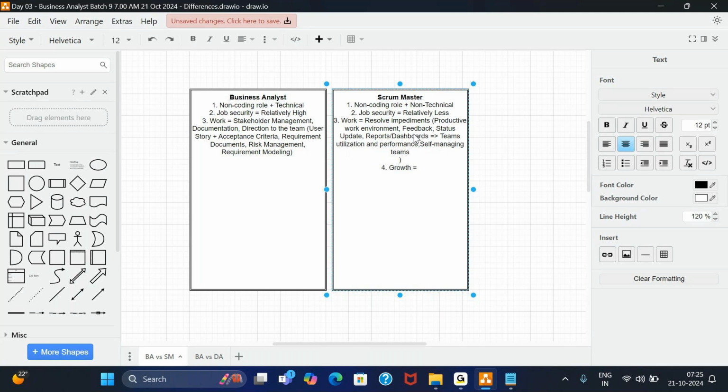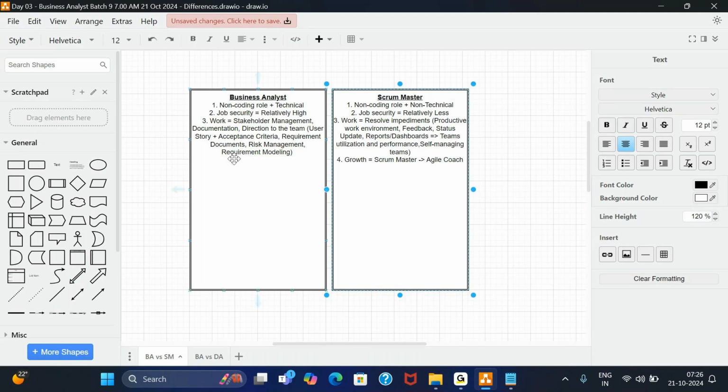The day I have built a self-managing team, I'm no longer needed as scrum master. So that's a downside of it. So you are digging a graveyard for yourself. But anyways, from a growth perspective, maybe you can be a scrum master, and from there you can move on to an agile coach. Maybe you can lead the agile practices for your entire organization in a more leadership oriented role.